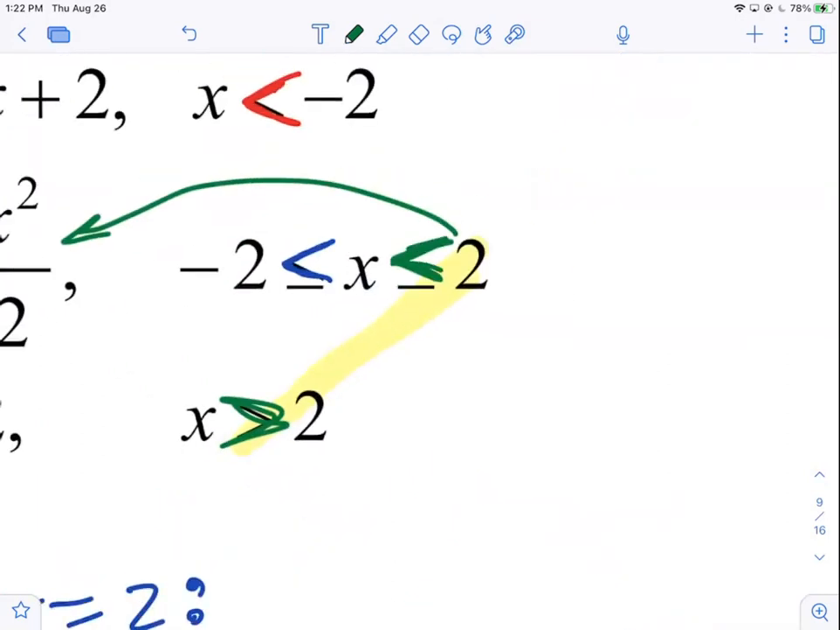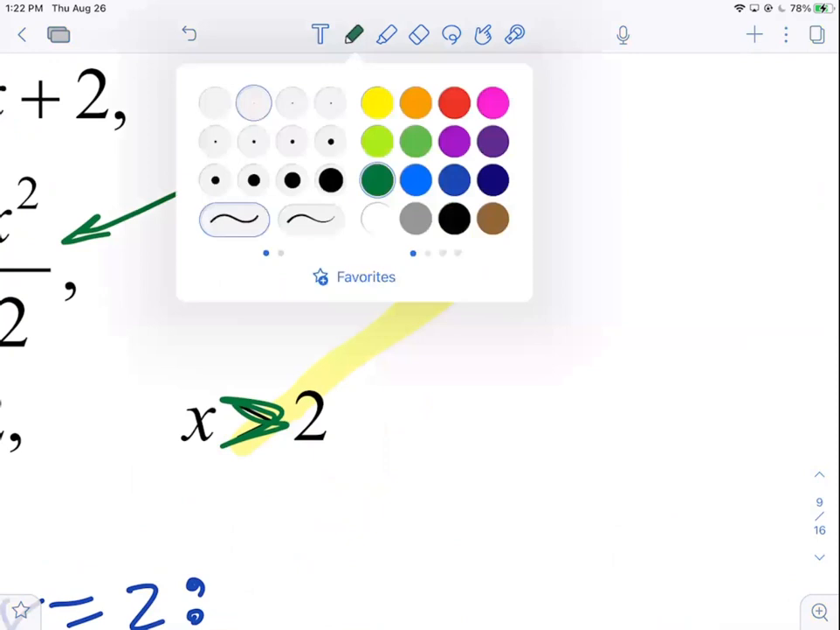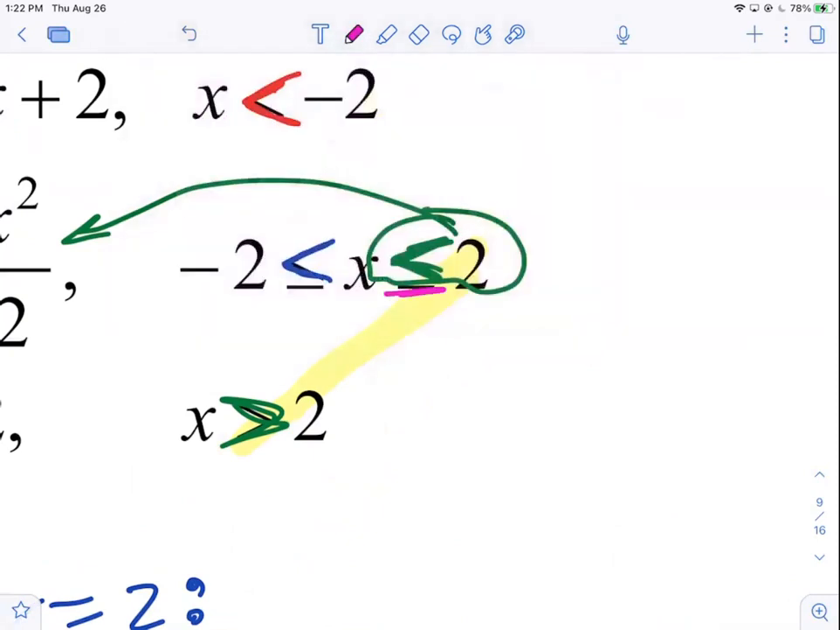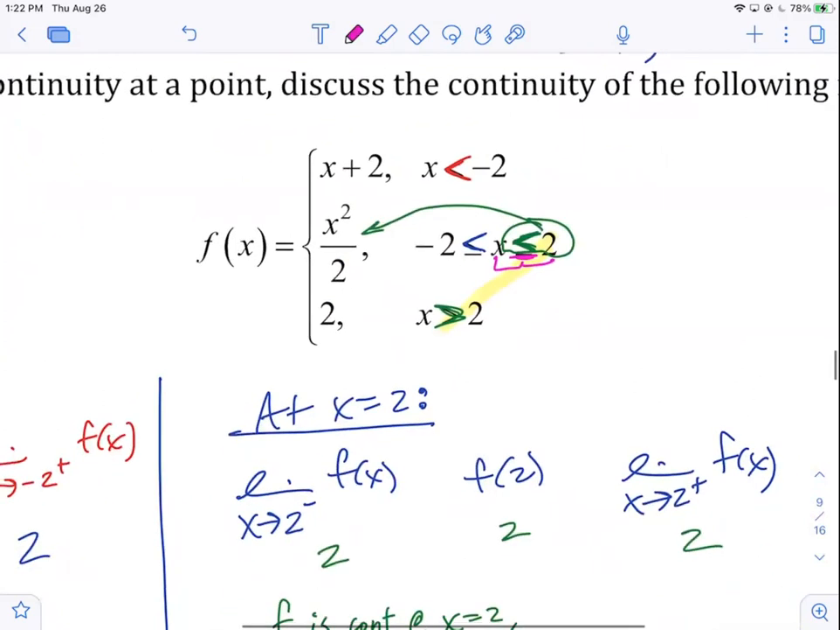Yeah, so here's the less than, which is left of, and because it's less than or equal to, there's the function value as well, right? So you can tell right away that the left-sided limit and the function value, because it's less than or equal to, are the same. All right.